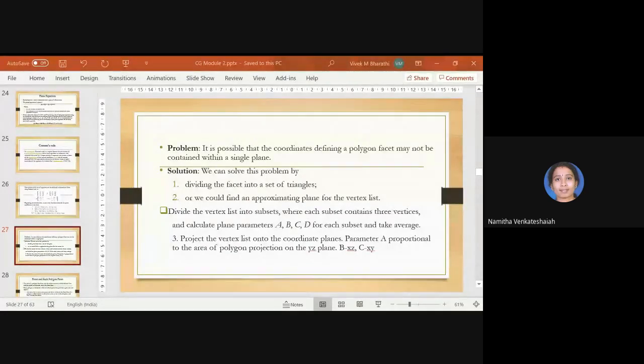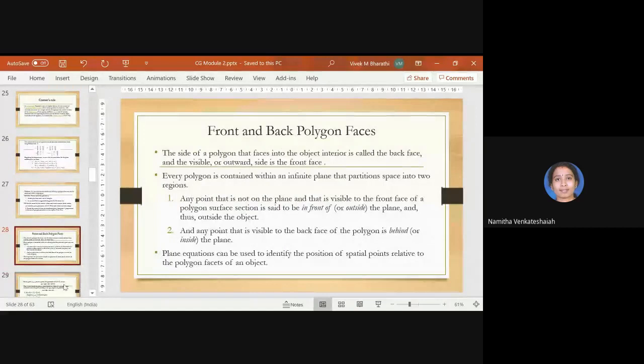Okay, we will switch to the next topic, students. The next topic is front and back polygon faces. What we just discussed was whether the polygon face is in the XY, YZ or ZX plane, and that problem is settled. Now, to draw whether it is a front face or a back face of the polygon, that is one more issue we have. So this is very easy for us.